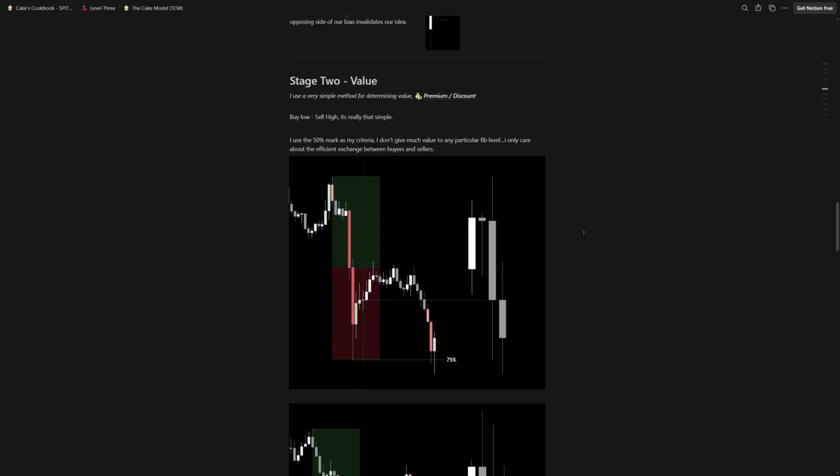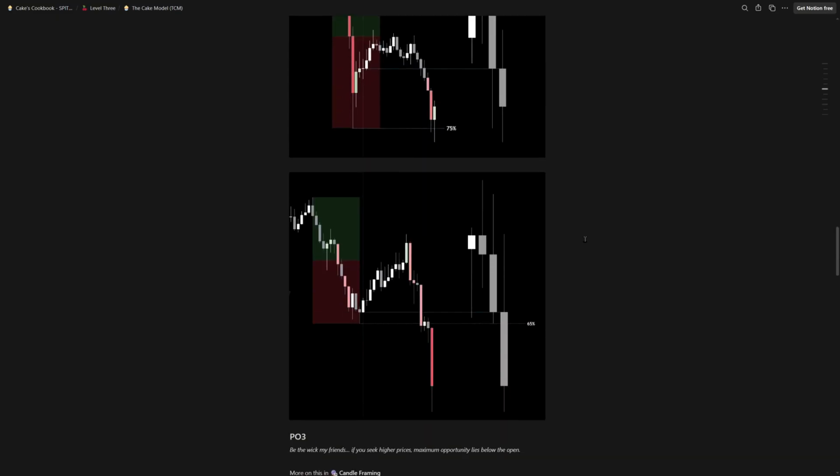One of the reasons I only really care about the 50% is because one asset might like the 618, another asset might like the 886, but in reality, it doesn't really matter. They've all crossed that 50% line, okay? So I'm just looking for the efficient exchange between buyers and sellers, premium and discount. Buy low, sell high, okay? That's what we're looking for.